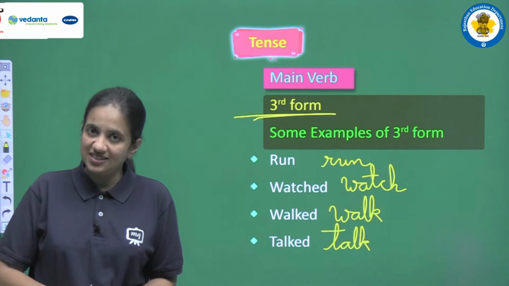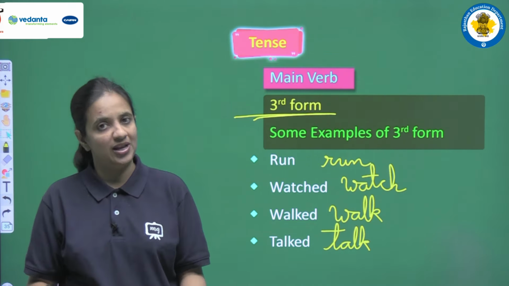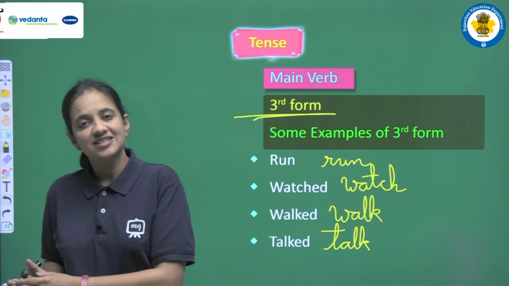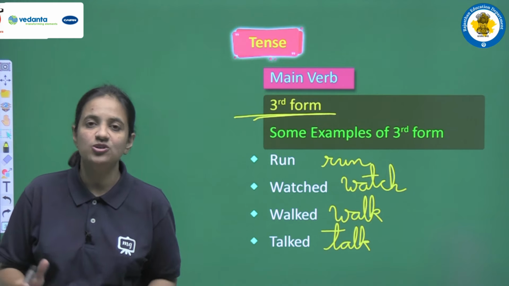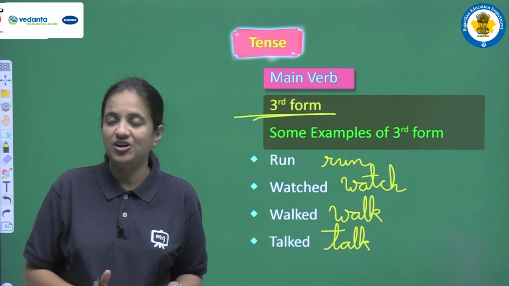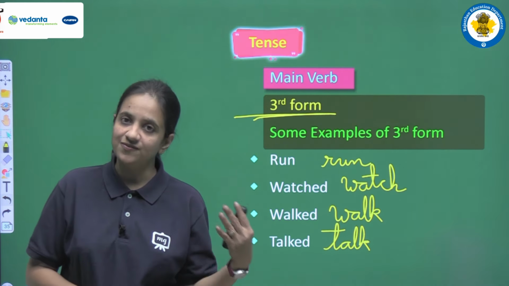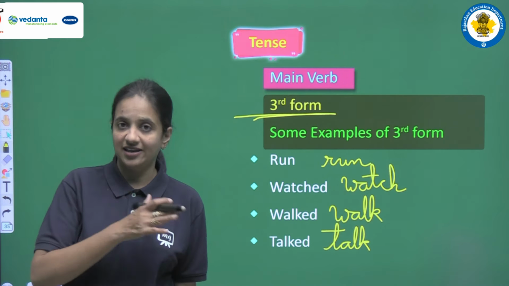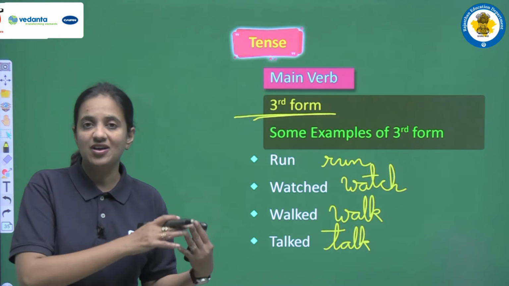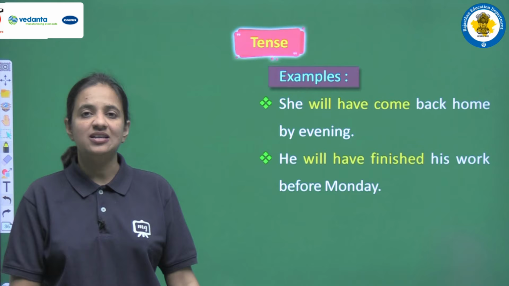Again, it's a very easy tense. As helping verbs we have two, shall have and will have. Shall have is used only and only for I and we, and for all the other subjects, for the rest of all, we use will have, and as a main verb we use the third form of the main verb. And yes, these same rules apply to all the different kinds of sentences, whether the given sentence is negative, positive or interrogative. We have to use the same rules of helping verb and main verb. Clear? Next, moving on, we have some examples.